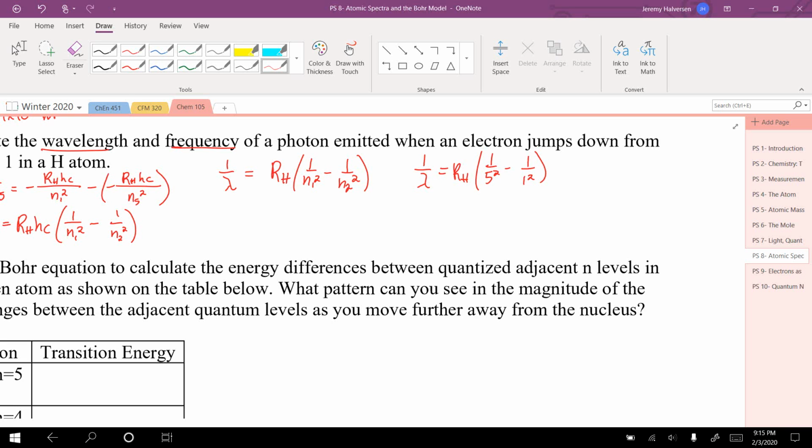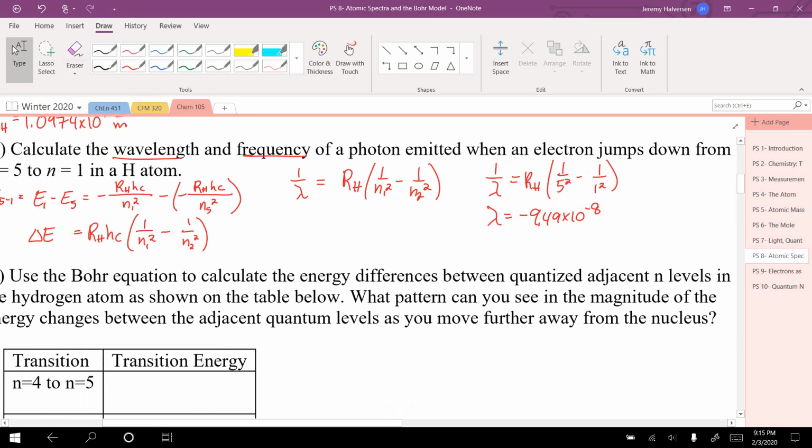When I do that, I get a wavelength equal to negative 9.49 times 10 to the negative 8. Now remember, I said at the end of the day, you've got to check to make sure your sign is correct. Well, I'm calculating a wavelength. Should it be negative? No, it's a length. Lengths aren't negative, and as a result, I just need to make it positive. So I just erase the negative sign, and now I have my wavelength.